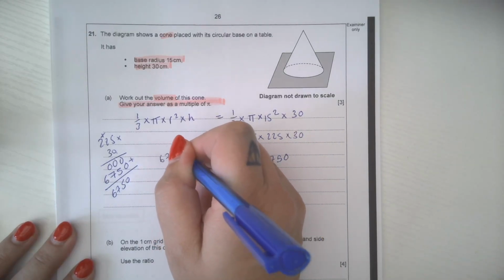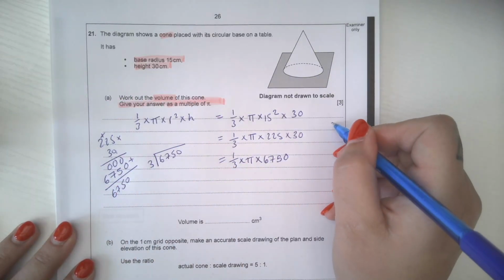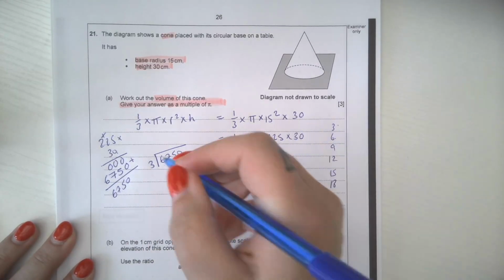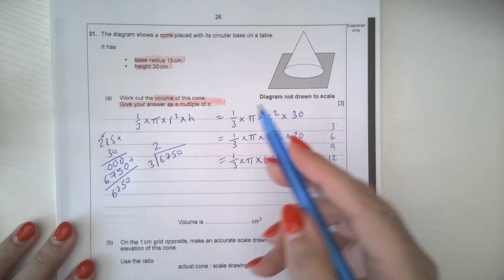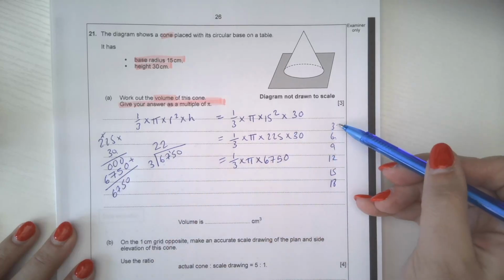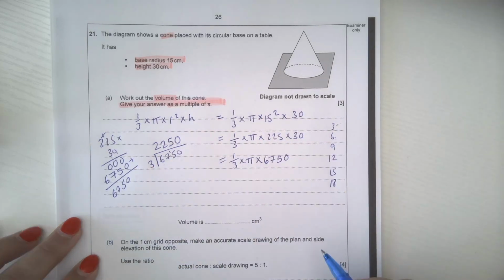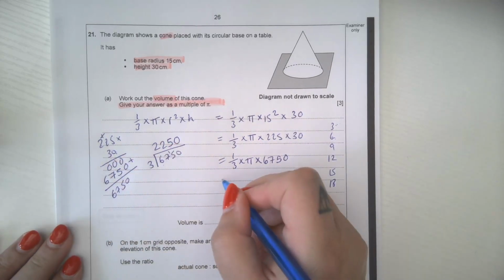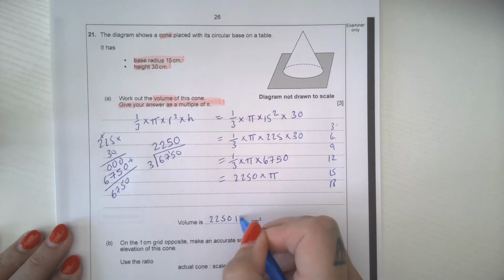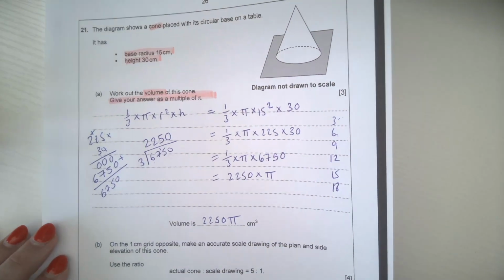Okay, we've got 1/3 multiplied by this. I'm going to do 6,750 divided by 3. 3, 6, 9, 12, 15, 18. So 3's into 6, 2, no remainder. 3's into 7, 2, remainder 1. 3's into 15, 5. Then that 0 is going to get carried up. So it's 2,250. So we have 2,250 times by pi. So that's 2,250 pi.